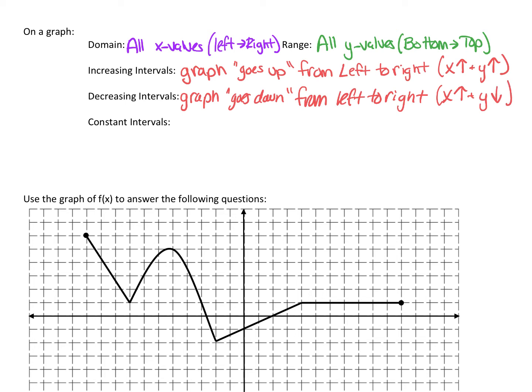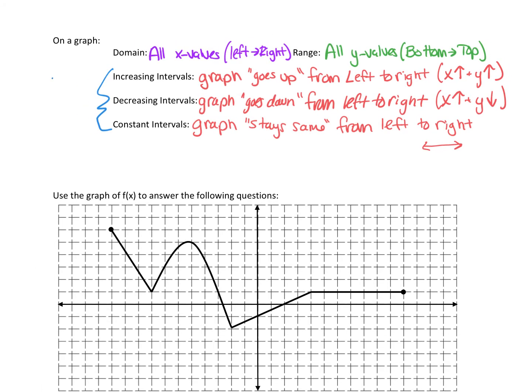And now a constant interval is when my graph stays the same from left to right, or it's completely horizontal. So another tidbit about these is when we are talking about intervals of increasing, decreasing, or constant, we want to use our x values only to describe the intervals. And we will also only use parentheses.